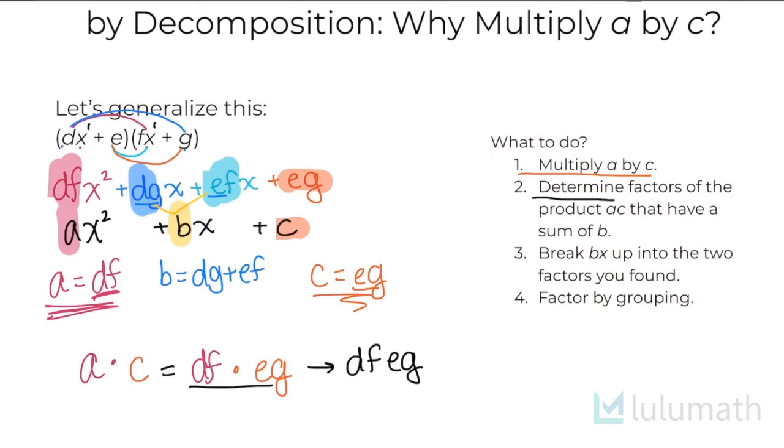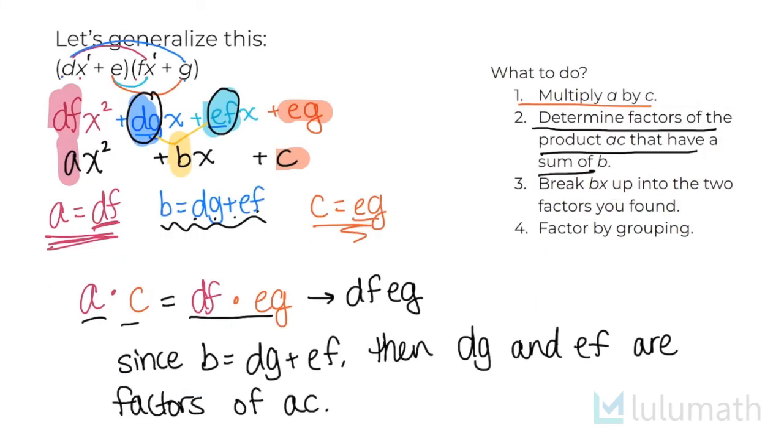Then what we would do is we would determine factors of the product ac that have a sum of b. But here we know that b is dg plus ef. So we know that if I were to take this dg right here and this ef and multiply them together, that would give me this ac. So since b equals this dg plus ef right here, then that tells us that dg is one of our factors that we're looking for here, and ef is the other factor of ac that we want, which means that a times c has to be equal to this dg here multiplied by the ef.